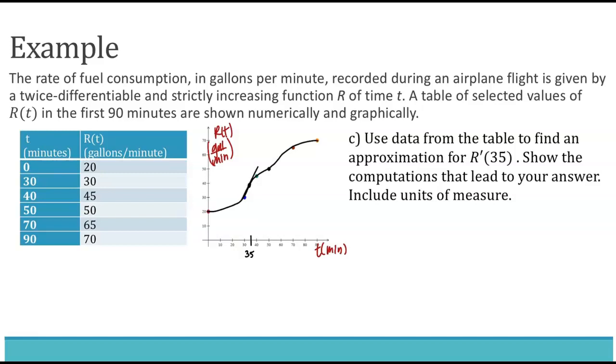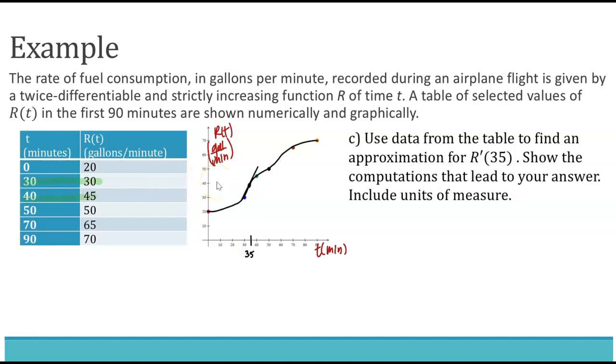Something like this. Well, to find an approximation for the slope of a tangent line, we can always use the slope of a secant line. So a secant line is going to pass through 2 points. So we'll pick the 2 points nearest 35, which are 30, 30 and 40, 45. So we're going to focus on these two pieces of information here.